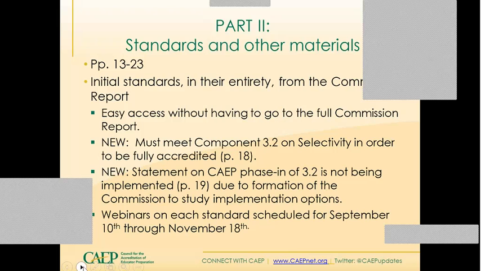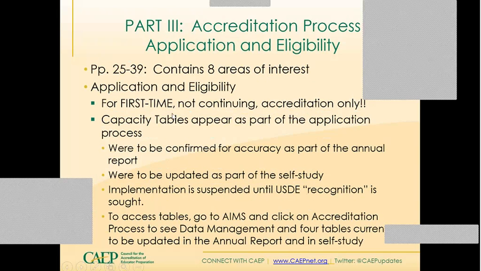All right. Let's move on to Part 3. I think that this part, the accreditation process, the application, and the eligibility, appears on pages 25 to 39. There are 8 separate areas of interest, and I'll go briefly into each one of those areas, starting with the application and eligibility.